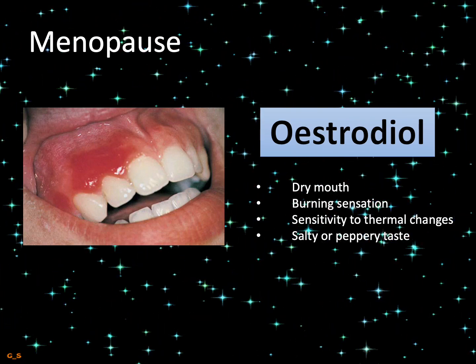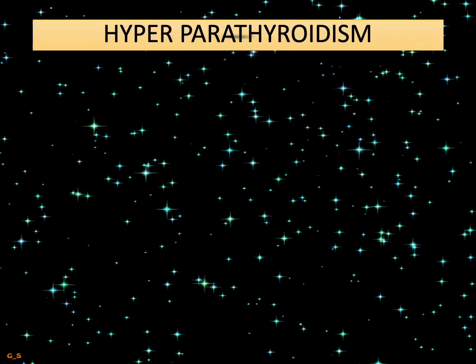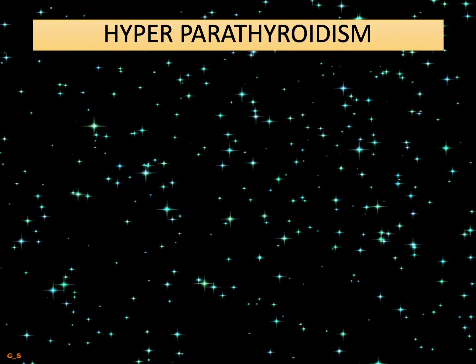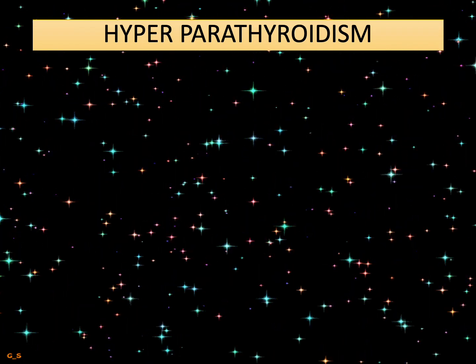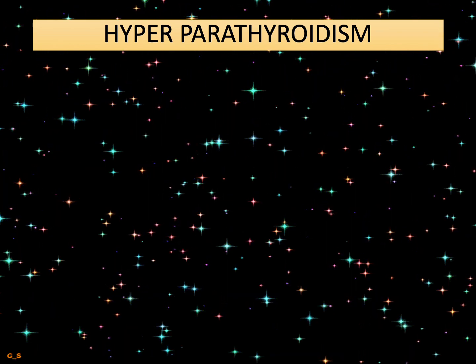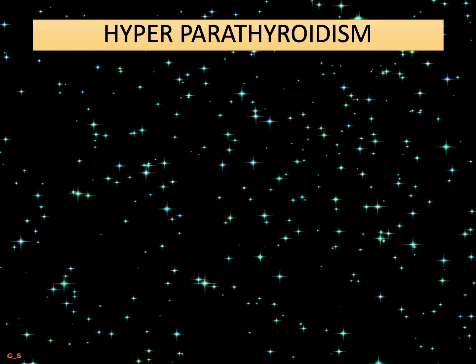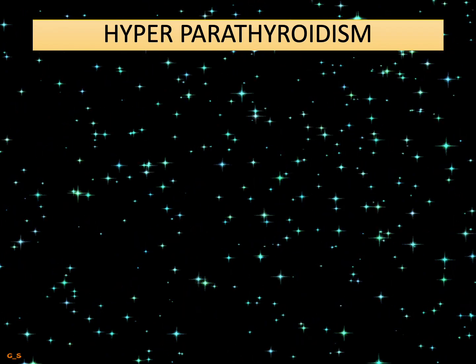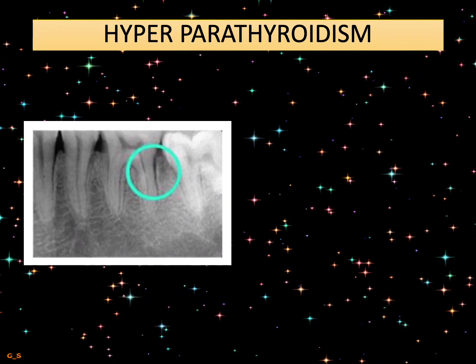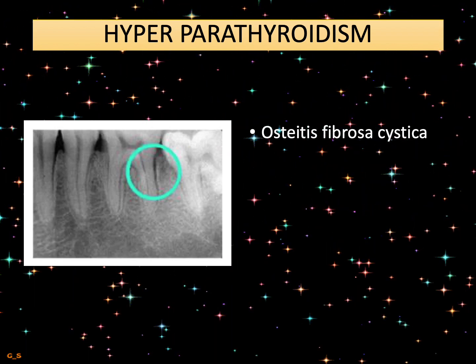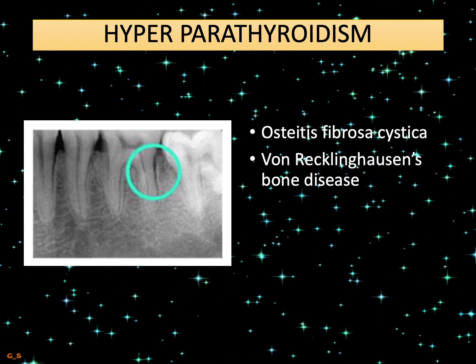Moving on to the effect of hyperparathyroidism on the periodontium. Parathyroid hypersecretion leads to demineralization of the skeleton, increased osteoclastic activity with proliferation of the connective tissue and enlarged marrow spaces. This disease is called osteitis fibrosa cystica or von Recklinghausen bone disease.